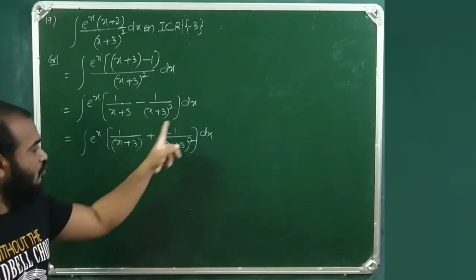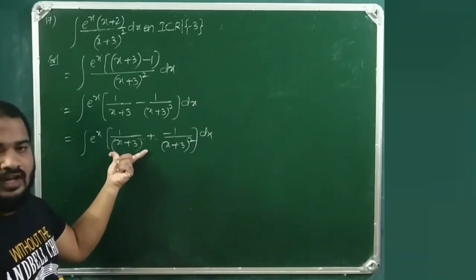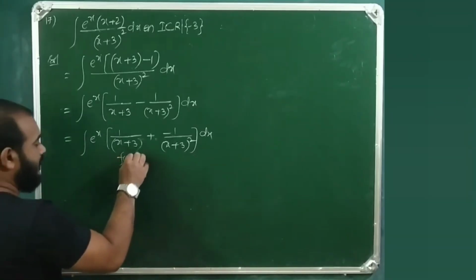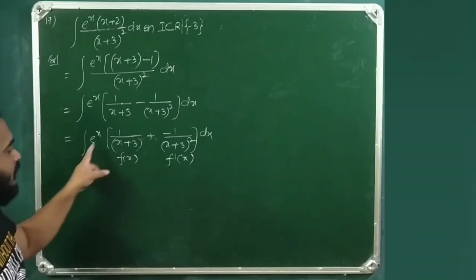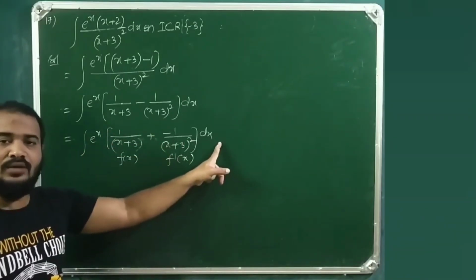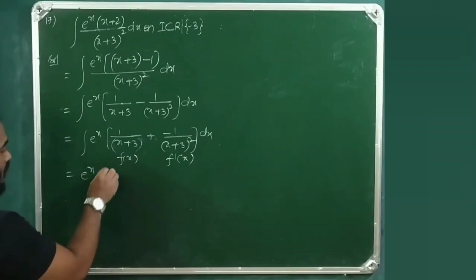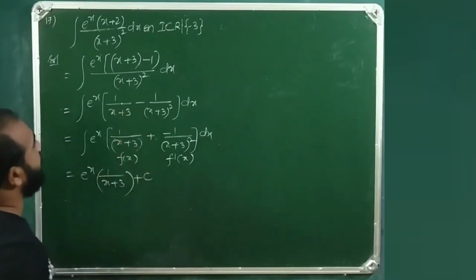So let us suppose this to be f of x, 1 by x. The derivative is minus 1 by x square. So if this is f of x, its derivative is f dash x. This is f of x and this is f dash x. So we have the formula, integral e power x into f of x plus f dash x dx is e power x into f of x plus c. So the answer is e power x into 1 by x plus 3 plus constant of integration c.